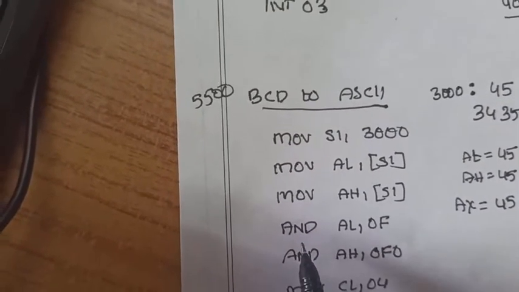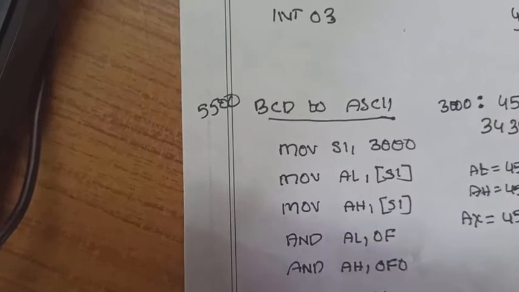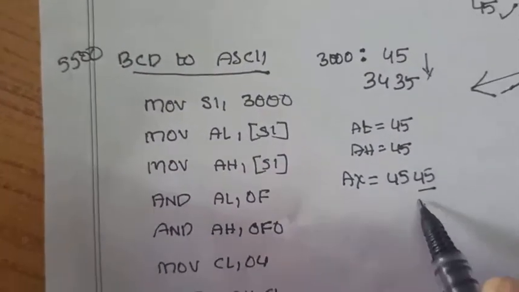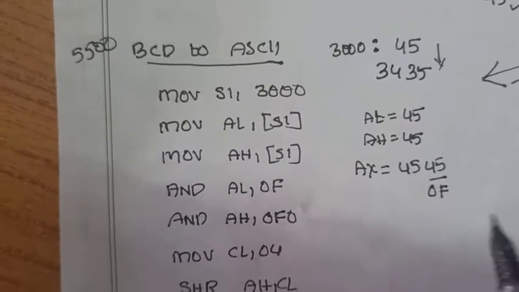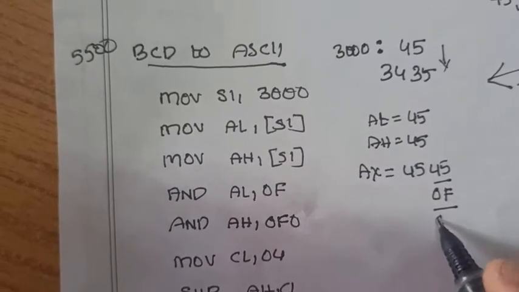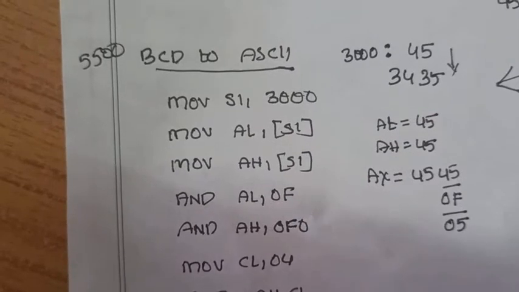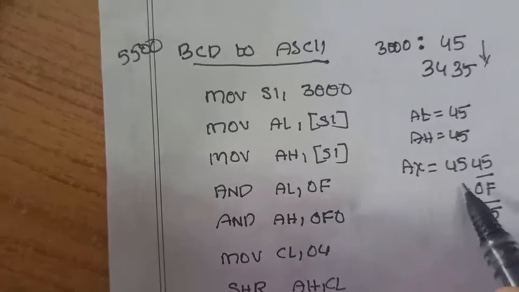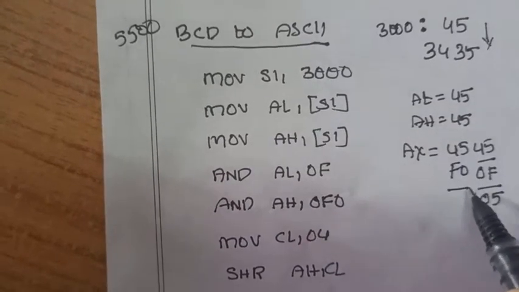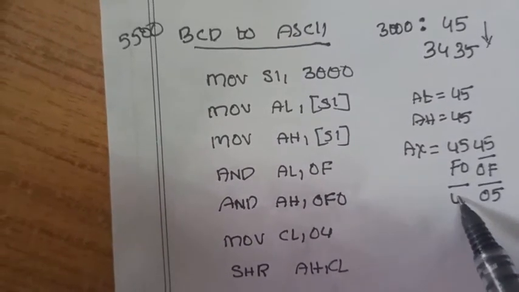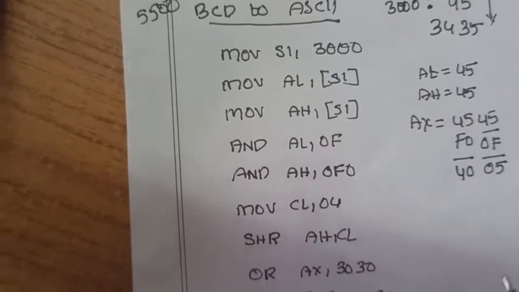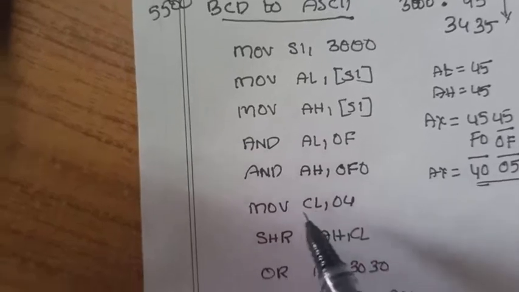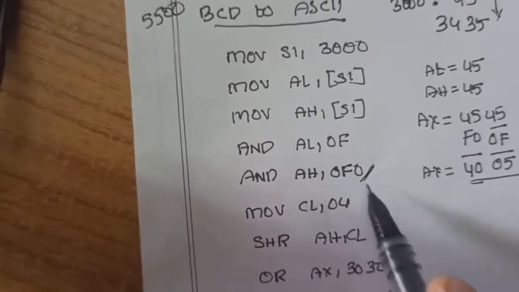First of all, I did AND AL comma 0F. For the AL value, I am performing an AND operation with 0F. What would be the result here? It will be 05. Similarly for the AH value, I am performing AND with F0. If I perform AND with F0, what do we get? 40. So now I have AX equals 4005 after these 4 instructions.